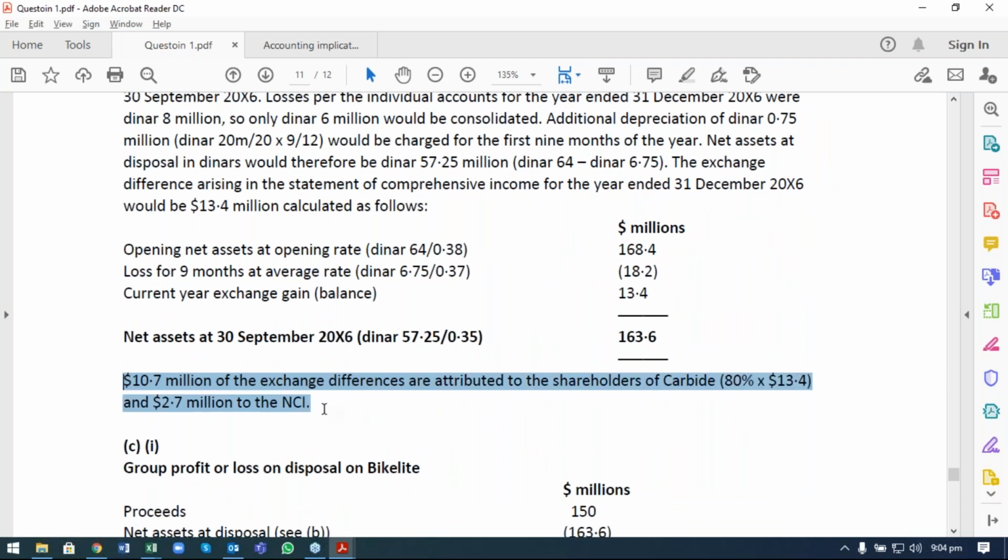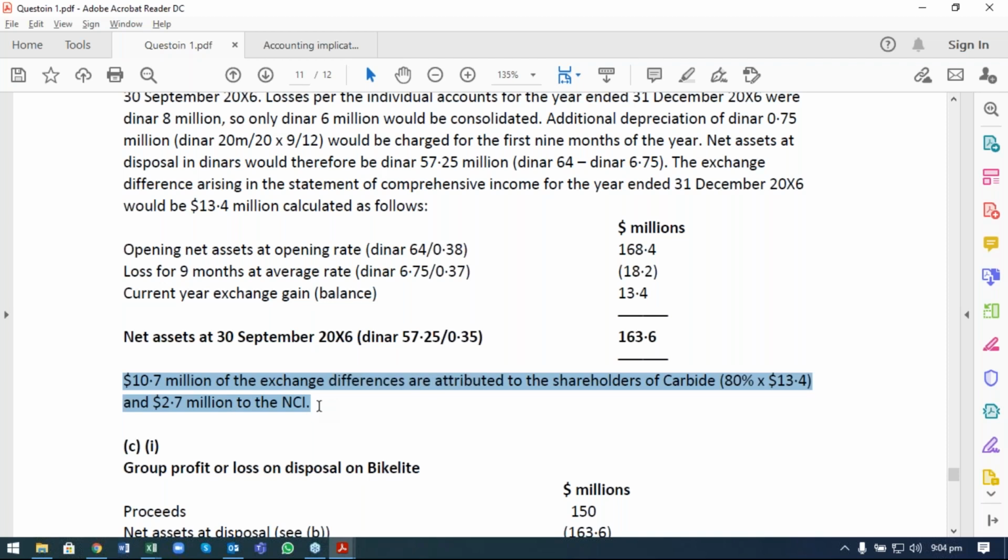And this is 10.7 million of exchange differences attributable to shareholders of Carbise. Is it Carbide or Carbise? I believe within the answer it is Carbise, not Carbide. Maybe I mentioned it in a wrong way. It's Carbise, 80%, 13.4 million, and 2.7 million to NCI. You can see this one line concludes one complete score. If you mention this, and it's not a difficult one, right, you need to make sure you're answering it in a correct way.